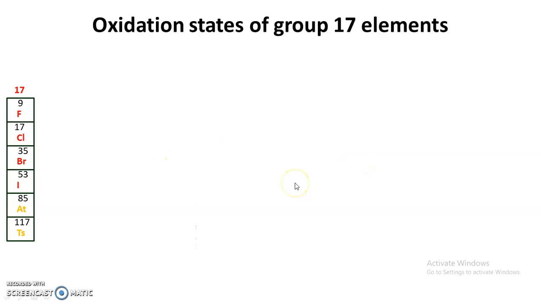In the earlier video, we discussed the electronic configuration of group 17 elements and some of their physical properties, like atomic and ionic radii, physical state, color, electronegativity, electron affinity, etc. Now the next important property of halogens is the oxidation states of group 17 elements.